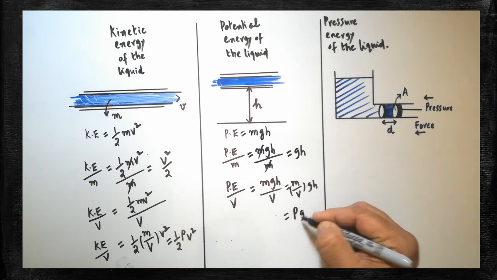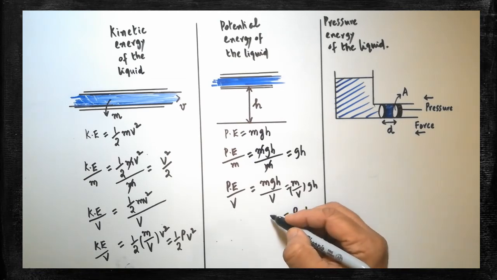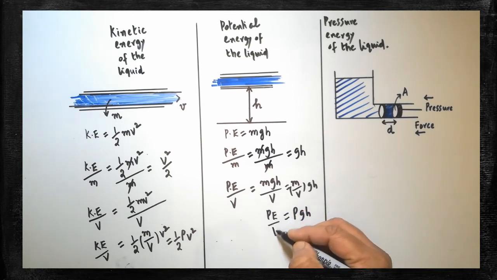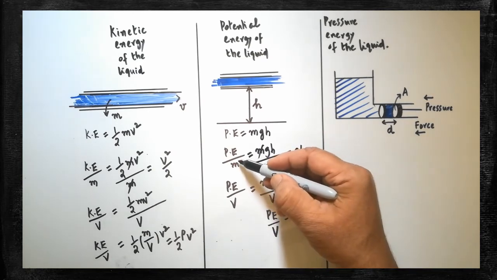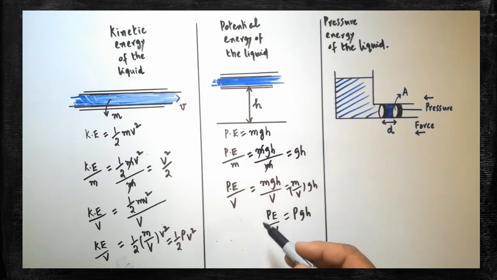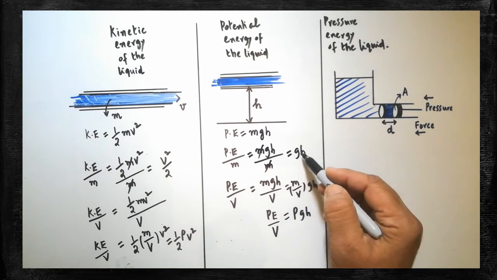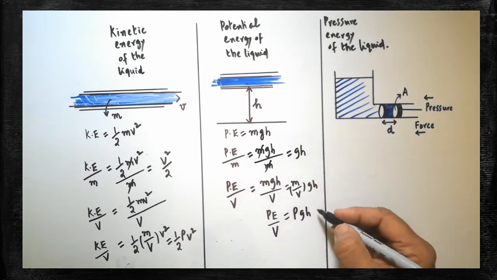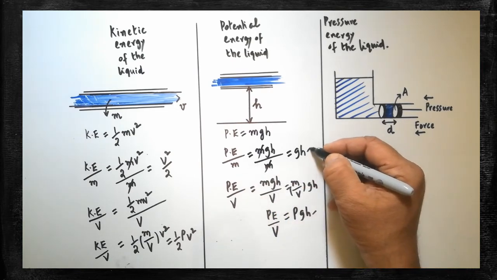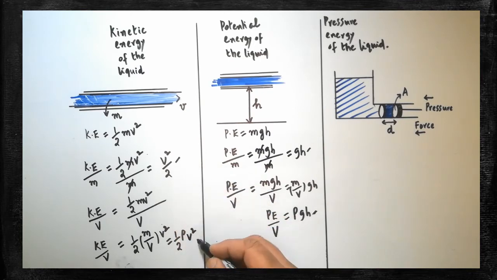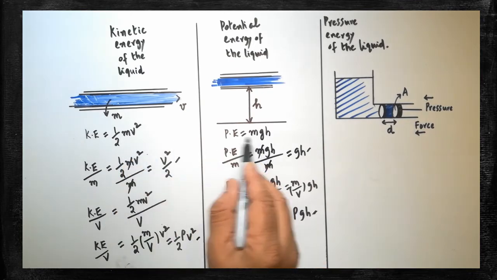rho g h. This is the expression that gives you potential energy per unit volume. This is called potential energy per unit mass, g h. This is called potential energy per unit volume, rho g h. So this much amount of energy is stored in unit volume, and this much amount of potential energy is stored in unit mass of the liquid. So here two expressions are derived. Earlier also we derived two expressions. Make a note. These are fundamental expressions.